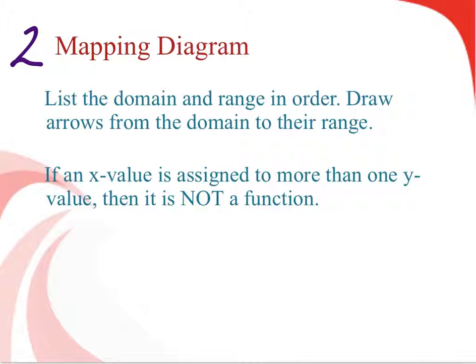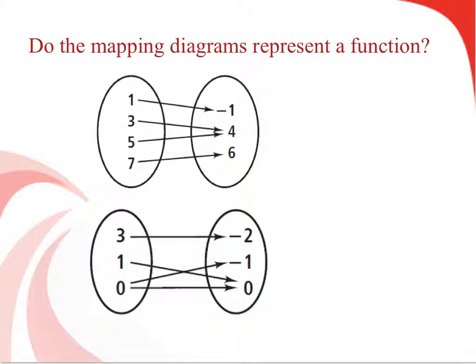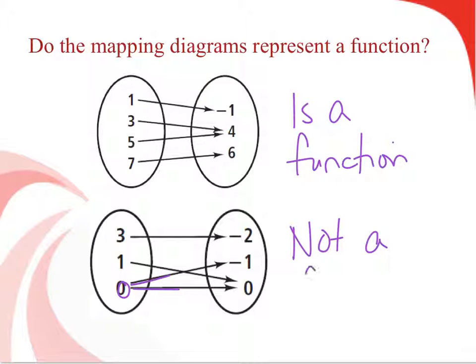Using the mapping diagram, you can list the domain and range in order and draw arrows from the domain to the range. If the x is assigned more than one y value, it is not a function. Here are two mapping diagrams. The first one, each x value goes to only one y value. So this is a function. In the second one, you see that the 0 goes to two different y values. So it is not a function.